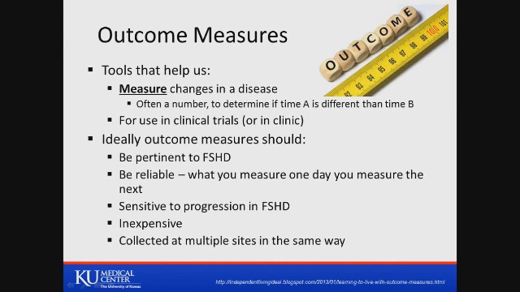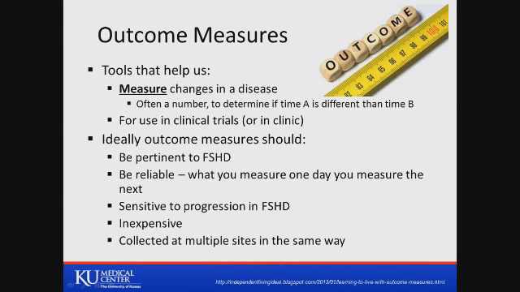Ideally, outcome measures should be pertinent to FSHD. So we'd like it to be measuring something that's either important to the patient or that clinicians have identified as being important to the pathological mechanism of the disease. We'd like outcome measures to be reliable. So if the disease isn't changing, we'd like what we measure to be the same from one day to the next. But we also want these measures to be sensitive. So if the disease is changing, we'd like the outcome measure to be able to detect that change in a proportionate fashion.